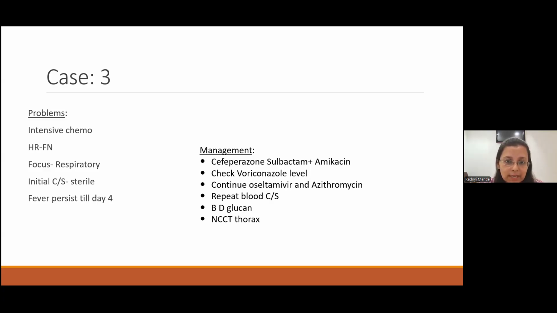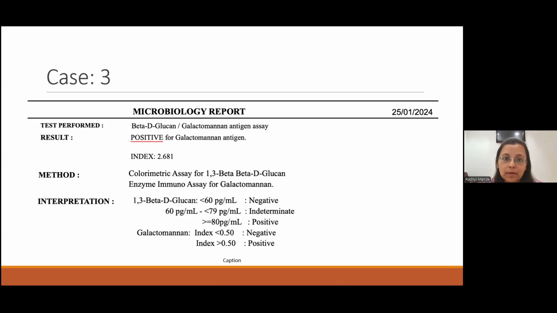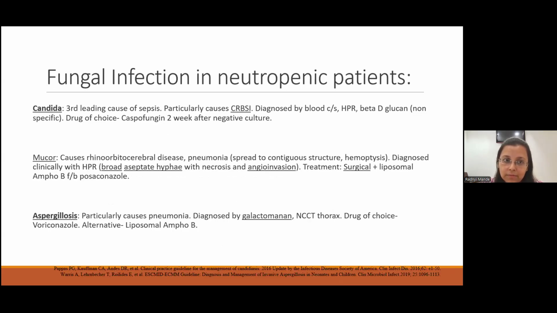So in this case, we had sent beta-D-glucan and we had done NCCT thorax. This is what we could see on NCCT thorax: fungal nodules. His galactomannan was sent and it was positive. So this looks like an invasive fungal infection of the chest.